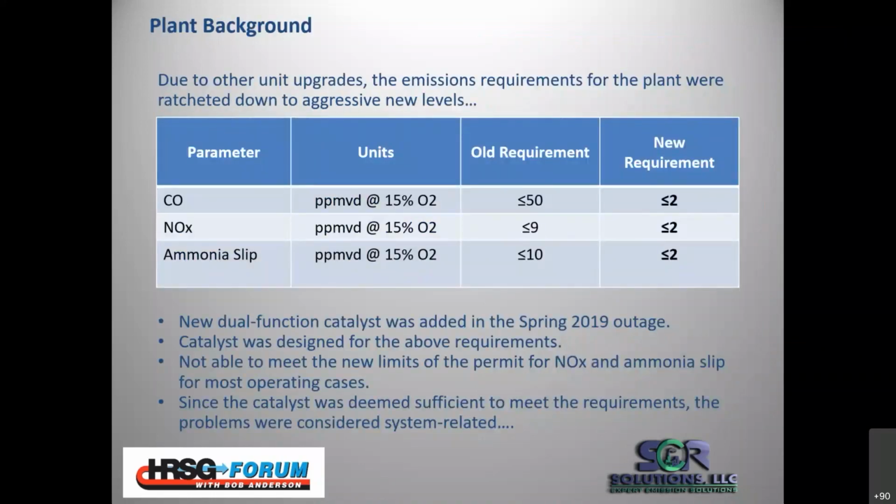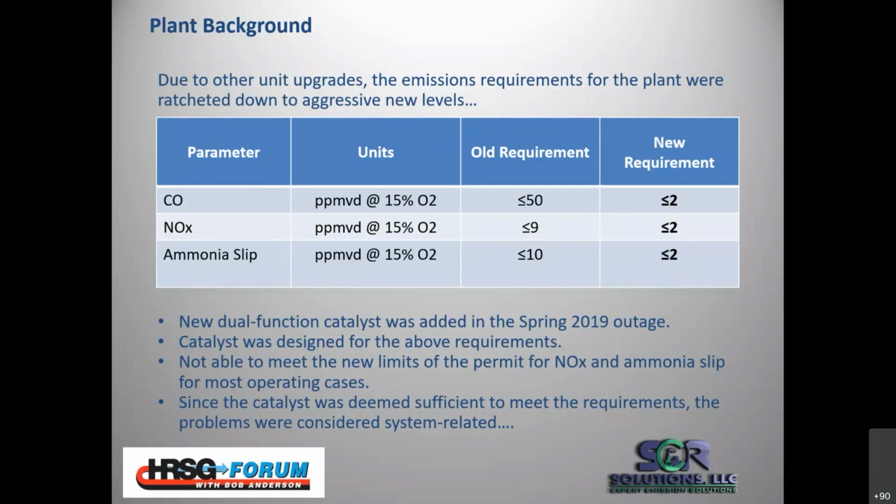Due to some other unit upgrades, basically they added duct burners. They were set with some new emissions requirements by the state to some pretty aggressive levels. So you can see the old requirements. If you look at NOx and ammonia, they were at 9 ppm NOx and 10 ppm ammonia slip. Well, that's pretty much a slam dunk for SCR. The new requirements were 2, 2, and 2, which were very aggressive, even for a new unit.